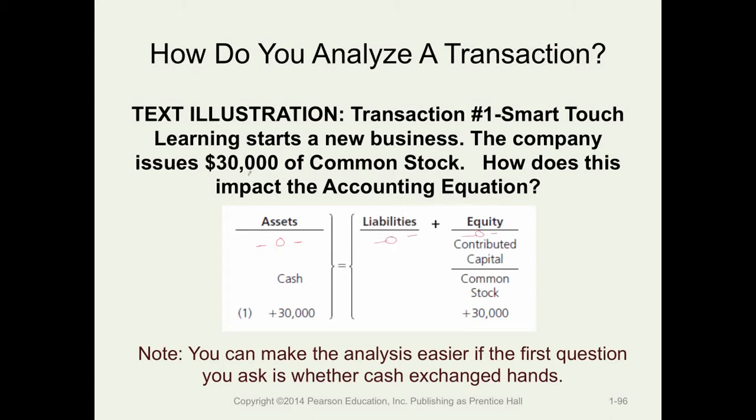But now, the owner issues 30,000 shares of common stock and raises capital. And as a result, the asset cash increases and common stock increases, or equity increases. There are no liabilities as of now. And this common stock is at par or face value.